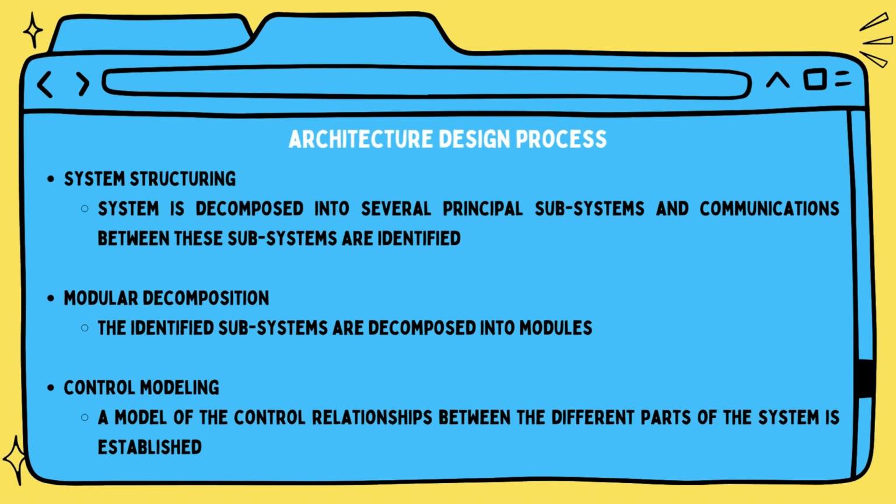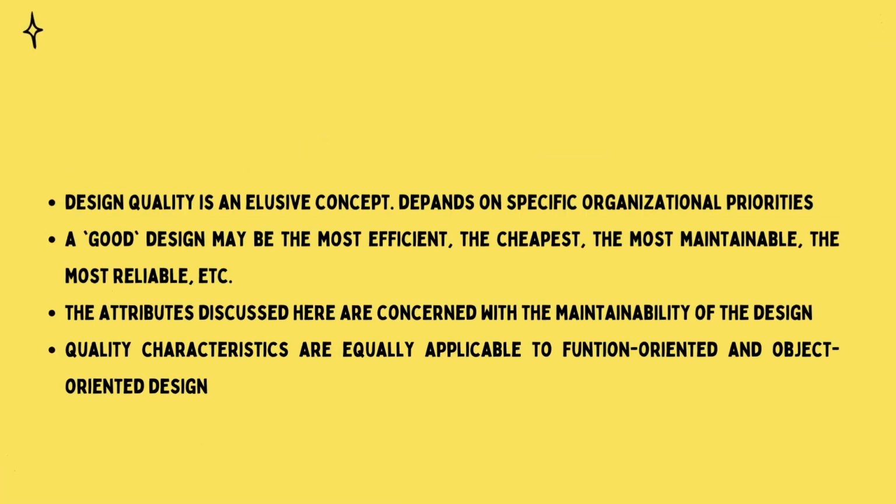Architecture design process. System structuring: a system is decomposed into several principal subsystems and communication between these subsystems is identified. Modular decomposition: the identified subsystems are decomposed into modules. Control modeling: a model of the control relationships between the different parts of the system is established.